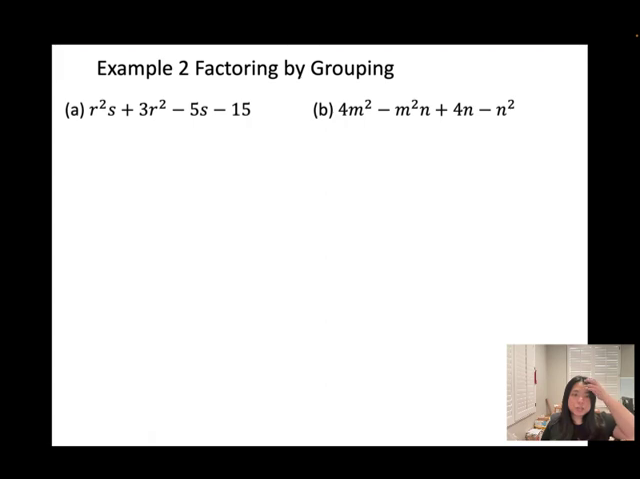Okay, now I want you guys to try to do it by yourself. One more time, group the first 2 terms, group the last 2 terms, factor out. Okay, try.